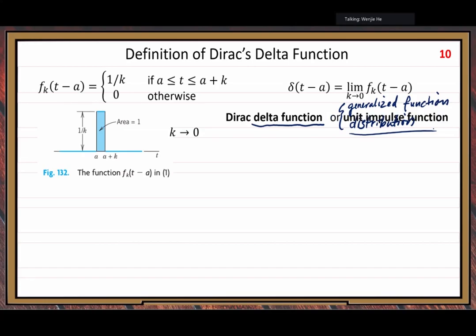So that's the background of this function. It's also called the unit impulse function. From the shape, you can see it's an impulse, like an impulse phenomenon. Why unit? Because the area is 1, so we call it unit. It's a unit impulse function.